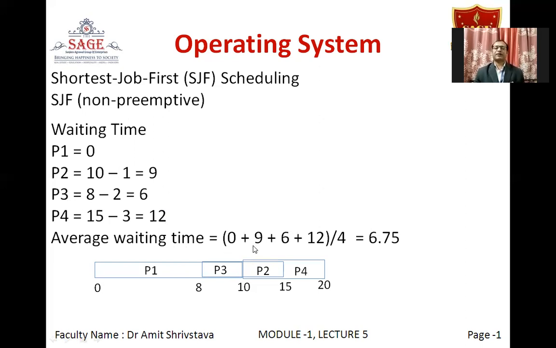So now average waiting time is 0 plus 9 plus 6 plus 12 divided by 4, which is equal to 6.75. So this shortest job first algorithm, non-preemptive SJF, is giving us the average waiting time of 6.75.